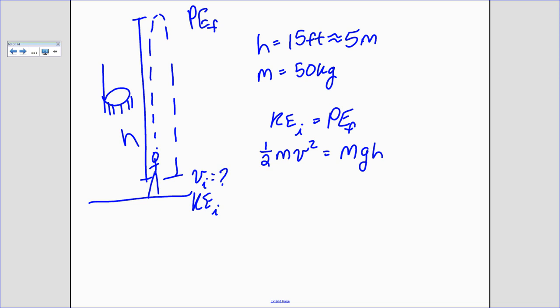Notice, by the way, here, what happens to the masses? They cancel out. So you don't really need to know the mass. It could be this tiny little 40-kilogram lady, or it could be like a 200-pound guy that you're throwing up into the air. And as far as energy is concerned, it doesn't really matter. So the masses cancel. I'm looking for V. Probably need a calculator for that. No, you don't.